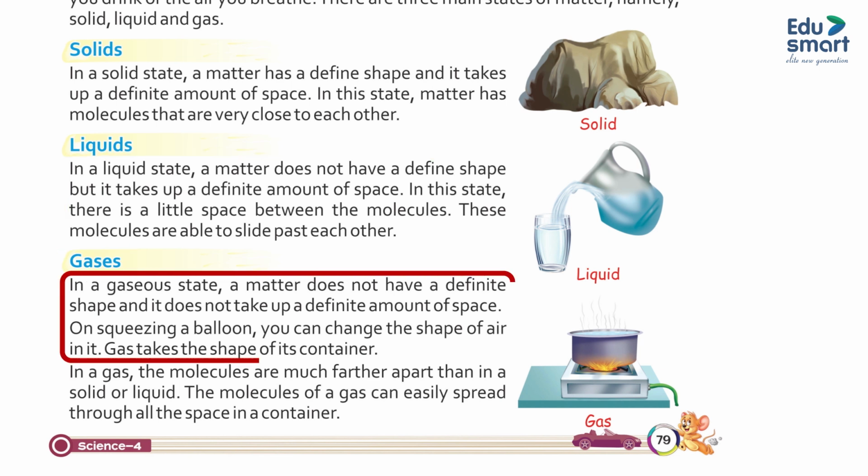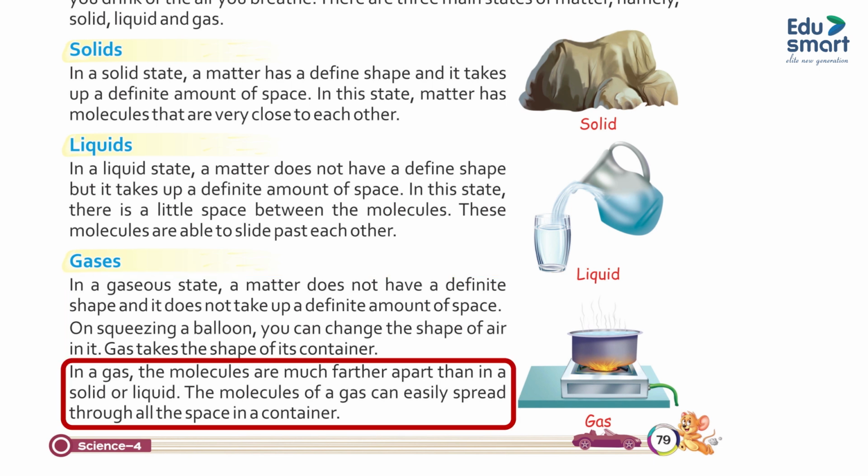Gases. In a gaseous state, a matter does not have a definite shape and it does not take up a definite amount of space. On squeezing a balloon, you can change the shape of air in it. Gas takes the shape of its container. In a gas, the molecules are much farther apart than in a solid or liquid. The molecules of a gas can easily spread through all the space in a container.